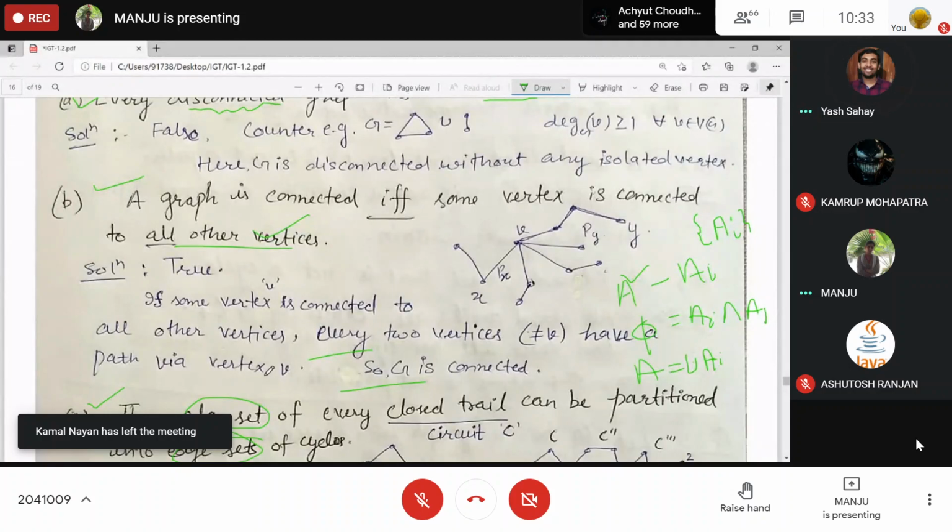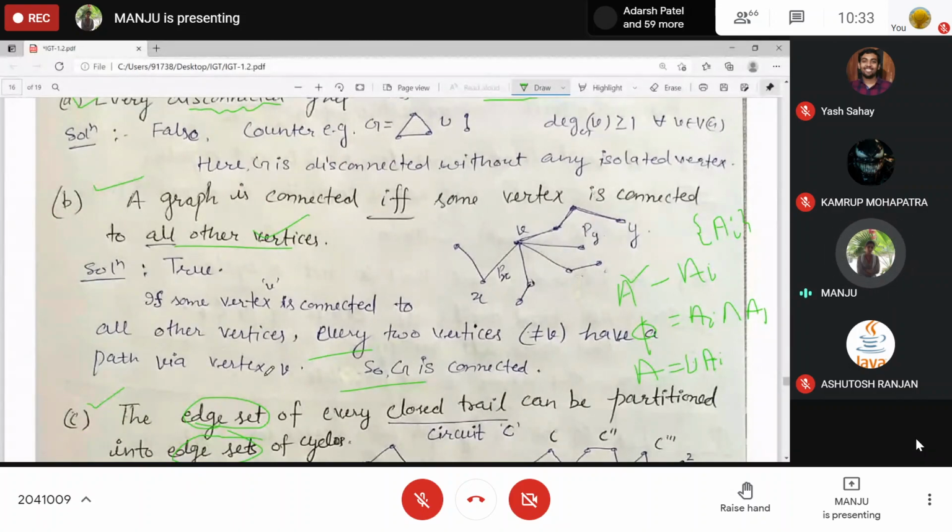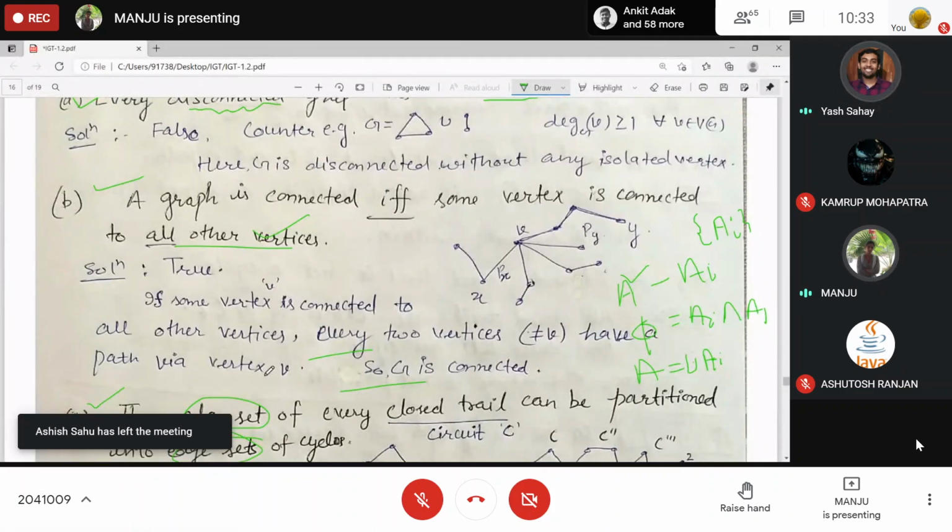Ma'am, false. False. Okay, can you explain? Can you give me any counterexample? If it is false, give the counterexample. Otherwise, give the proof. How are you saying false? No, ma'am, true. It's not false, it's true. So explain how.